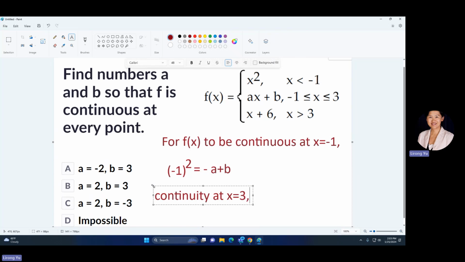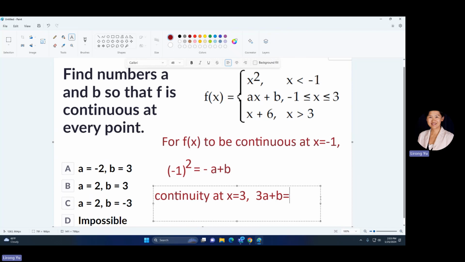Now, to make the function continuous at x equals 3, we have to have this symbol 3, this symbol 3. This side is the left side of 3. So for the left side limit to 3, you would put in this equation. You're going to put in x equal to 3 for that one. So the left hand limit at 3 is 3a plus b. That's the left hand limit at 3 of the piecewise defined function.